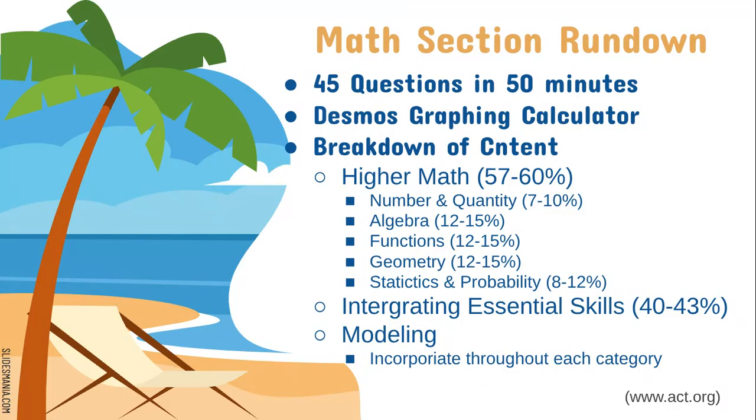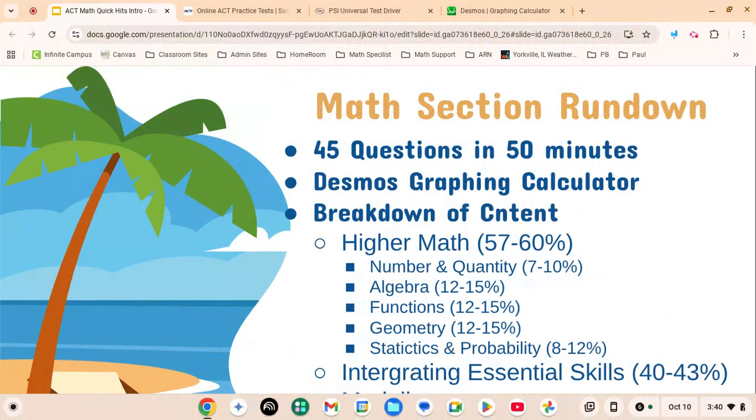Now, one more thing about the ACT. Out of the 45 questions, 4 of them are used by ACT for research purposes only. So what that means is they don't count against you, they don't count for you. However, they still take your time during the test to complete them.